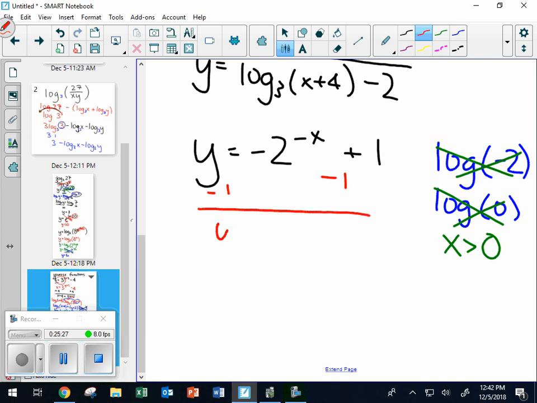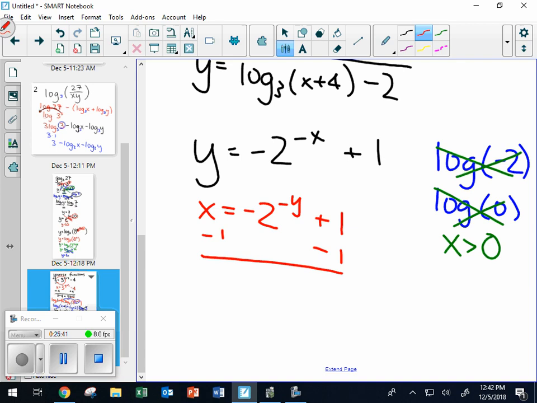Okay, so we have y, oh, just kidding. Before we even do that, from our original equation here, I think we need to switch places first. I forgot to do that, but you are right. Once we have switched places, then we'll have x minus 1 is equal to negative 2 to the power of negative y.